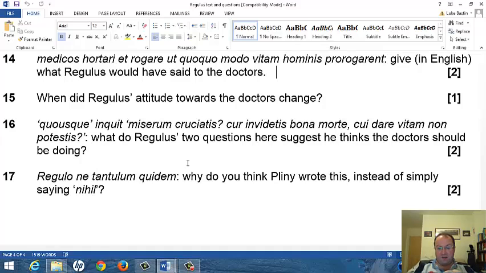And then number 17, why do you think Pliny wrote this instead of simply saying nihil? Oh, okay. So it's for emphasis. Tantulum is a diminutive form of tantum. So tantulum, a little, not so great as a little thing. So nothing at all. It's emphasizing how Regulus was not left with a penny. So it's for emphasis. Okay, right.